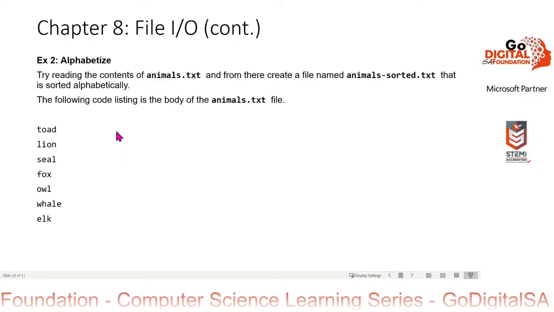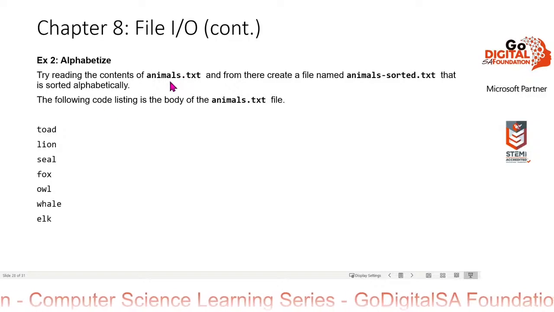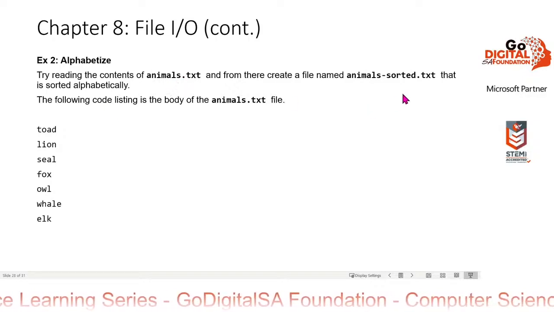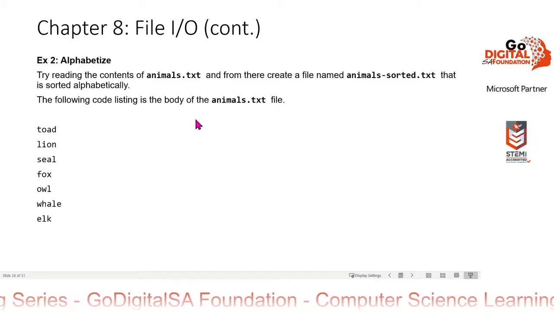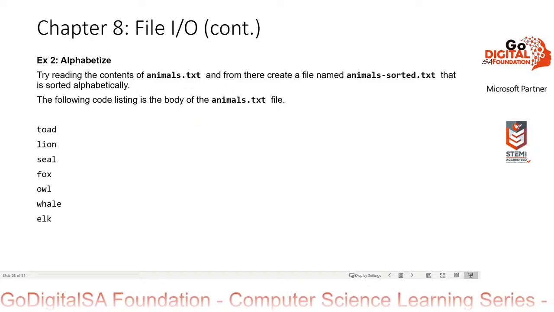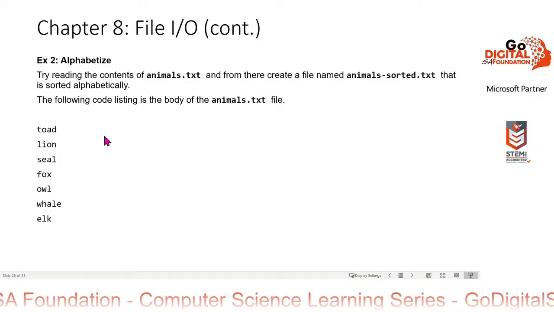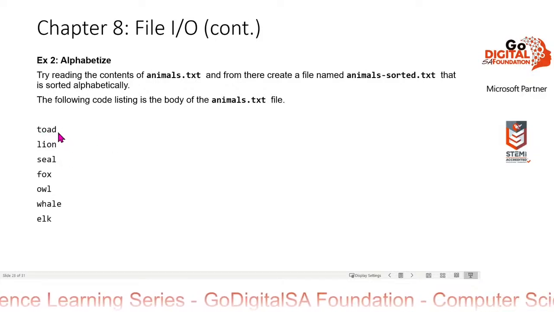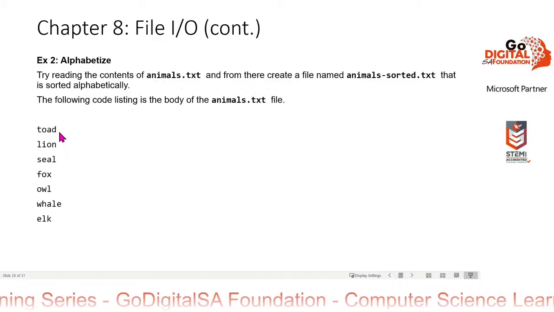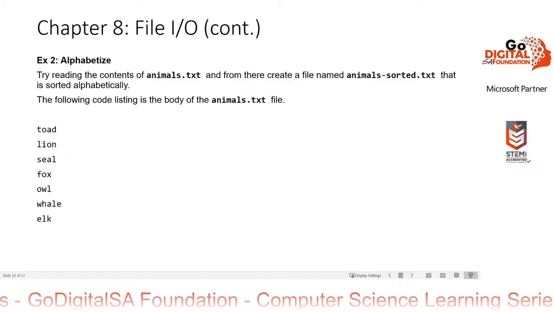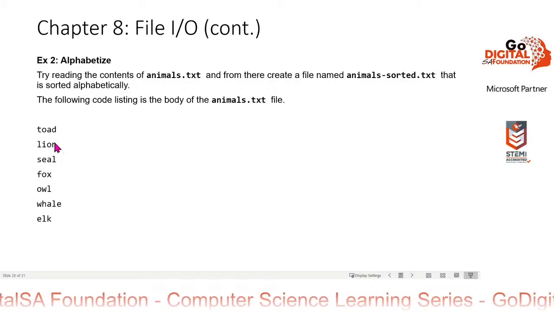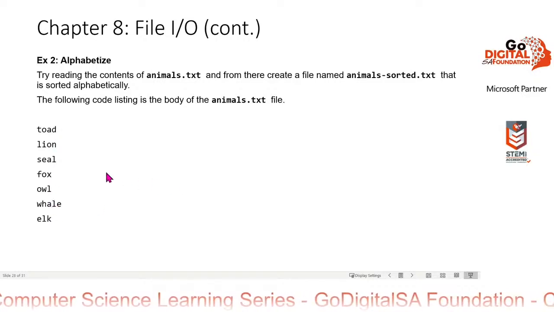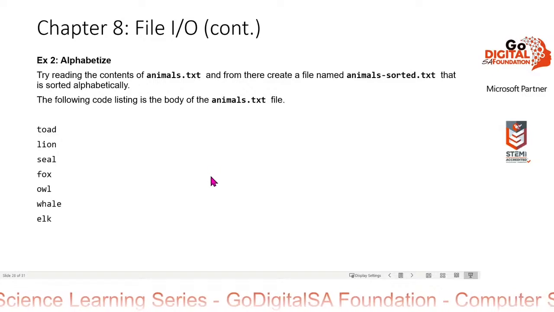And exercise 2, alphabetize. Try reading the contents of animals.txt, and from there create a file named animals_sorted.txt that is sorted alphabetically. The following code listing is the body of the animals.txt file. So we create a text file with a list of animal names. Each line ends with a new line character, or carriage return and a line feed. And the names of animals are not in alphabetical order. You need to sort it so that it is in order.